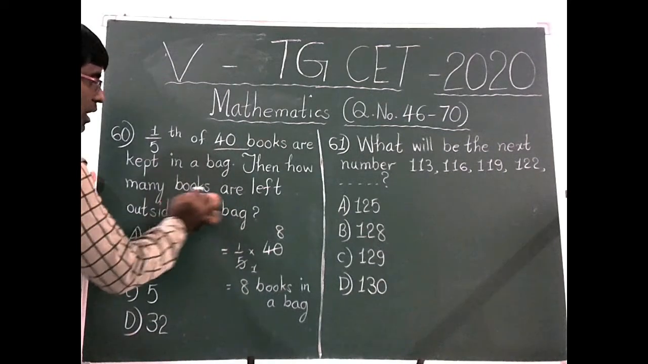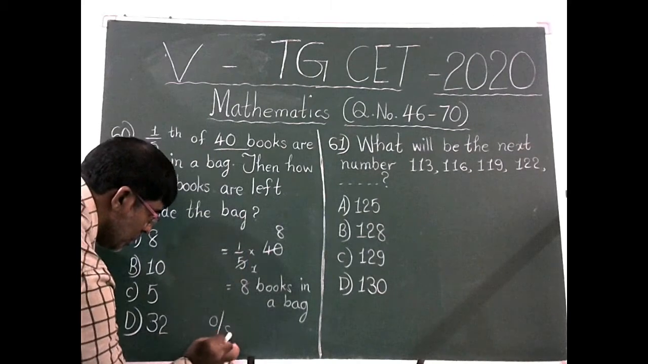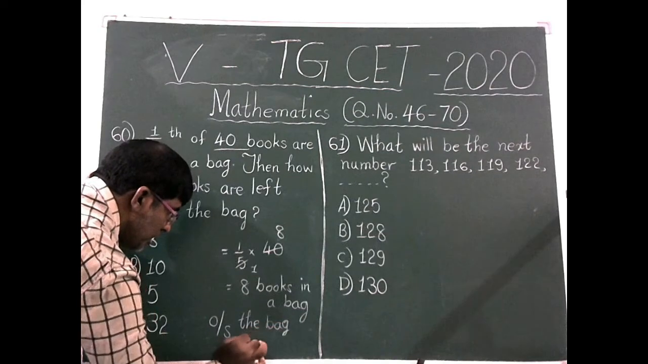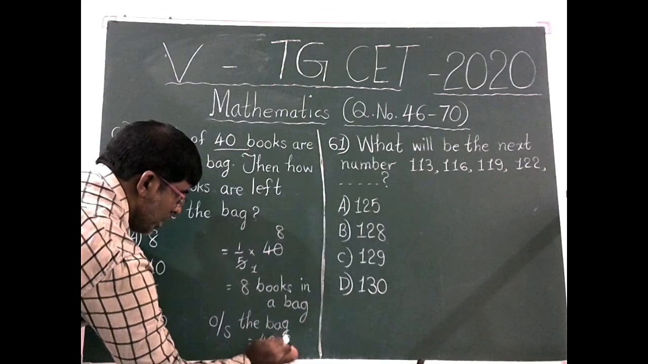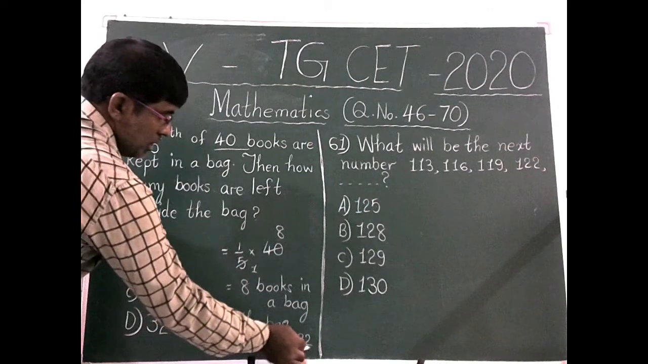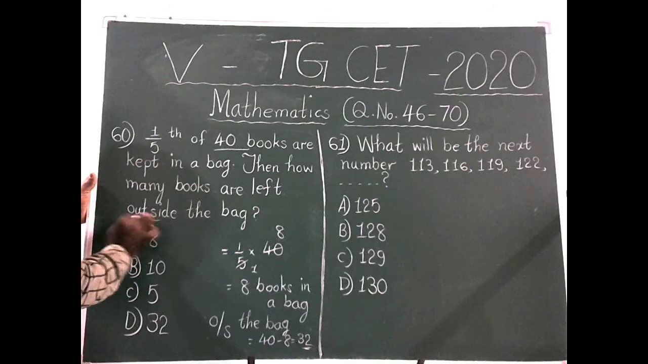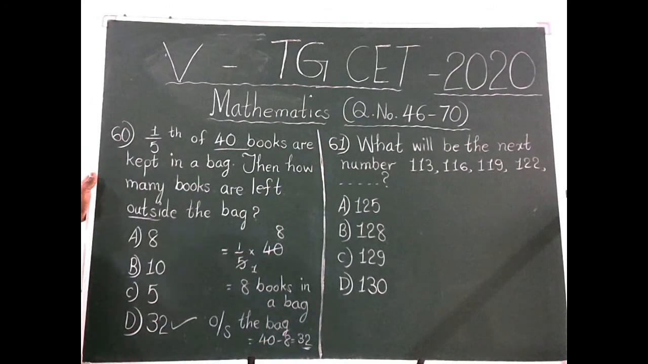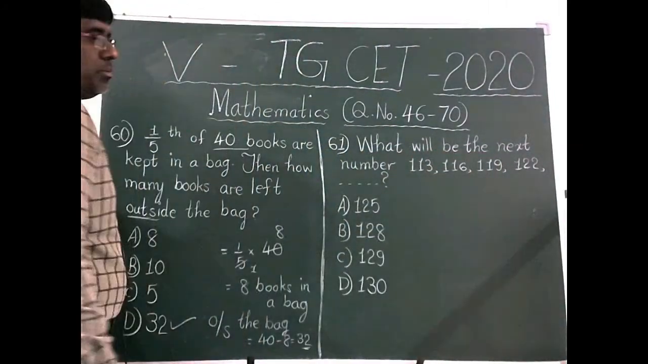Here what is being asked? How many books are left outside the bag? Outside the bag, the number of books is 40 minus 8, which equals 32. 32 books are outside the bag. Option D is the correct answer.